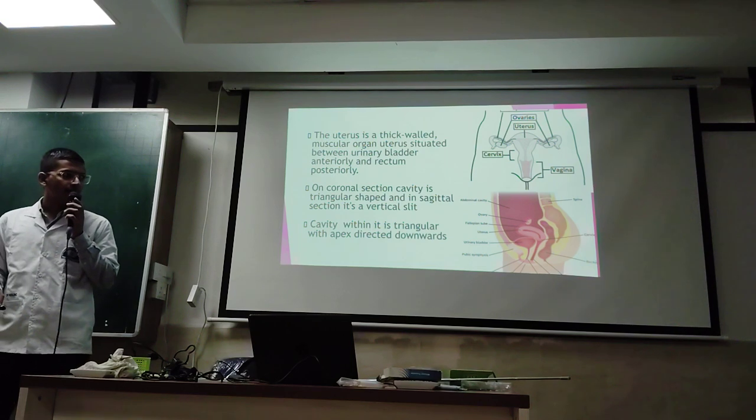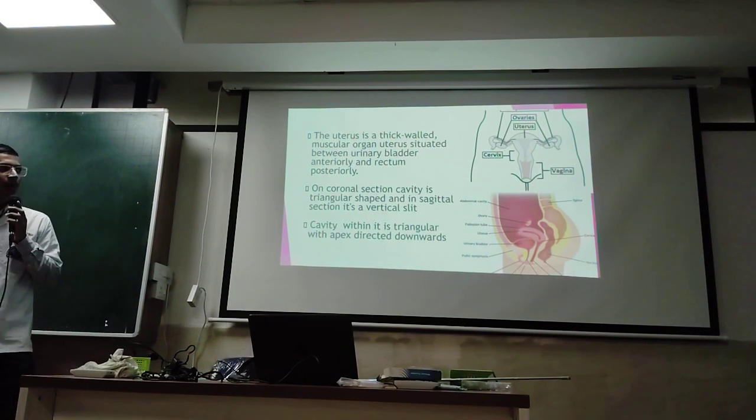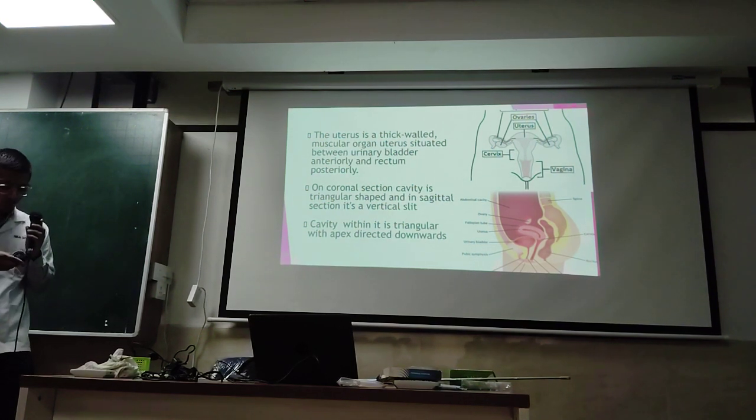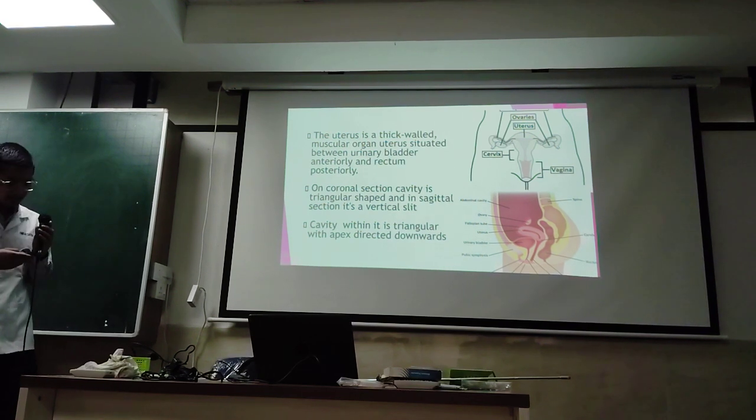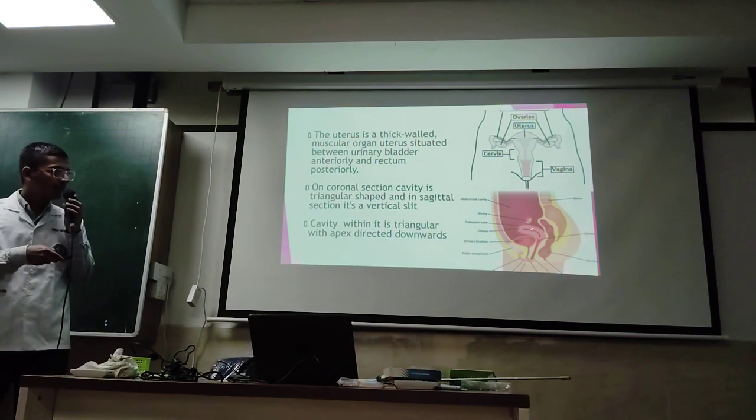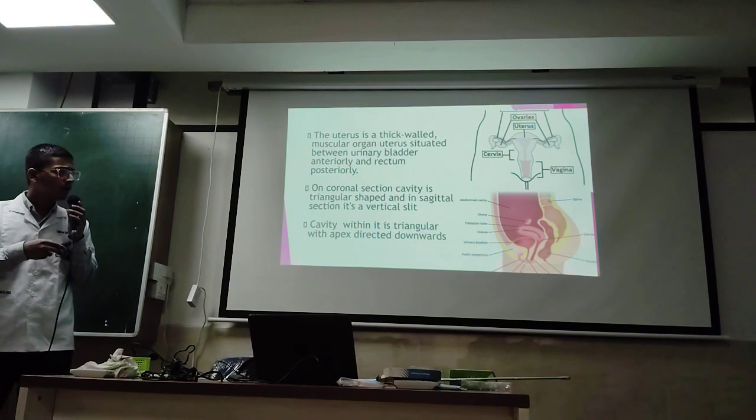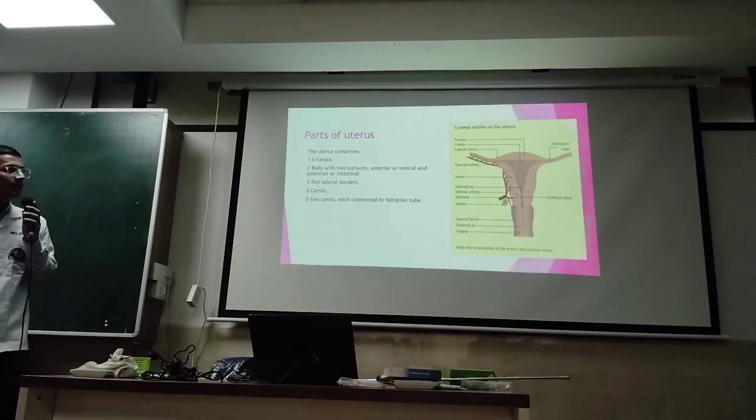While looking at the uterine cavity on the coronal section, it appeared to be triangular with the apex pointing downward, and in the sagittal section, it appeared to be a vertical slit. As we can see in the diagram, it appears as a vertical slit here and as a triangular cavity in the coronal section. Moving forward, let us take the parts of the uterus.